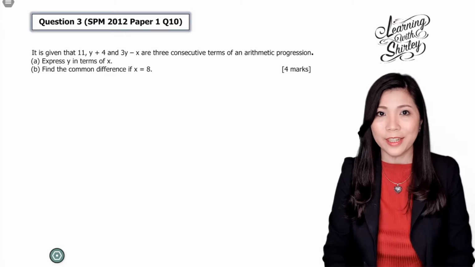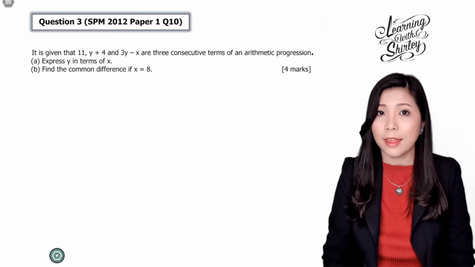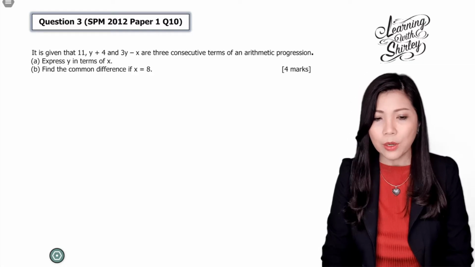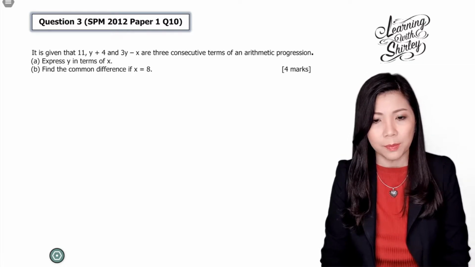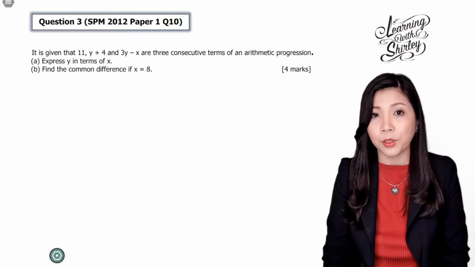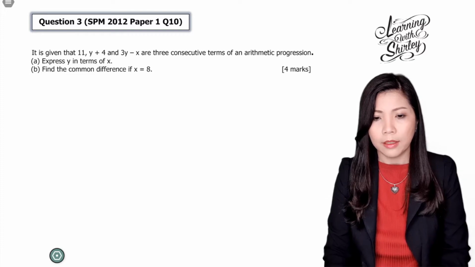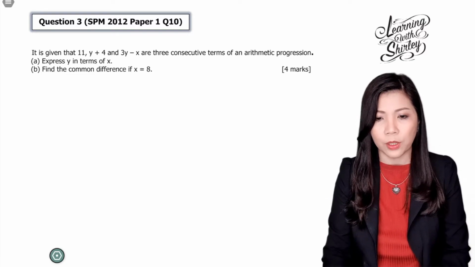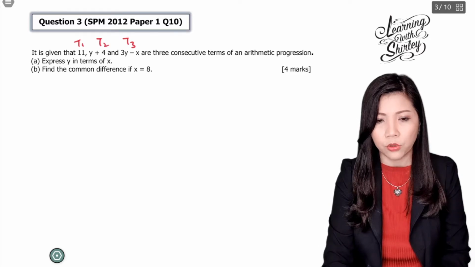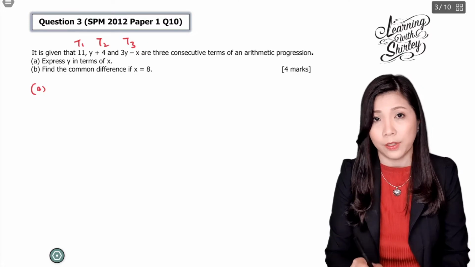Let's look at question 3. This is SPM 2012, paper 1, question 10. It's given that 11, y plus 4 and 3y minus x are 3 consecutive terms of an arithmetic progression. So A, express y in terms of x, and B, find the common difference if x is equal to 8. And this is 4 marks. So this is T1, this is T2, and T3. To find A, I'm going to use the common difference method.